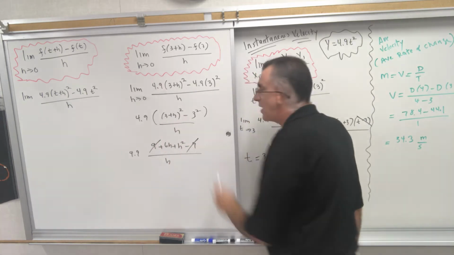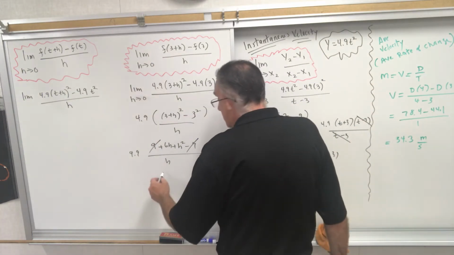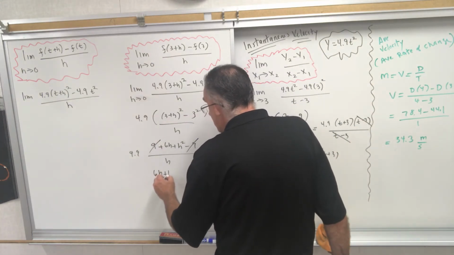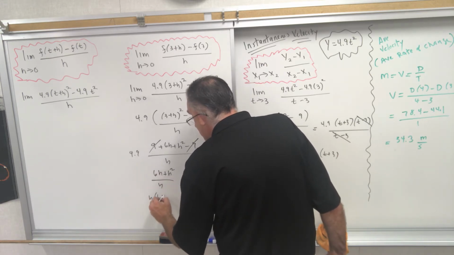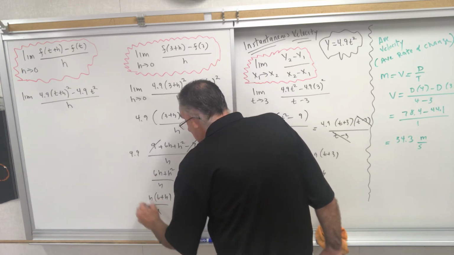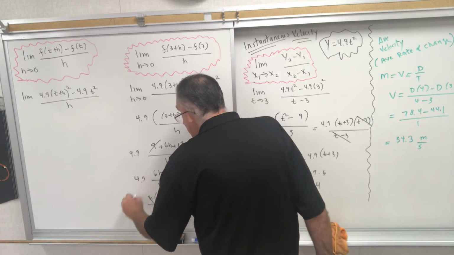And again, like I said, we had a homework question like that, but there was a 5 in it, I think. So then I get 6h plus h squared over h. You're going to factor out the h, 6 plus h. Then the h's cancel. And then, oh man, I'm running out of room. Oh, I keep forgetting my 4.9.